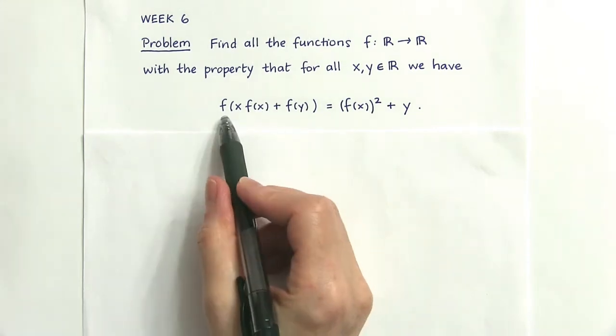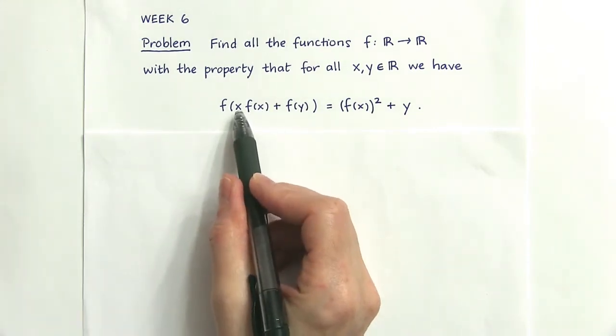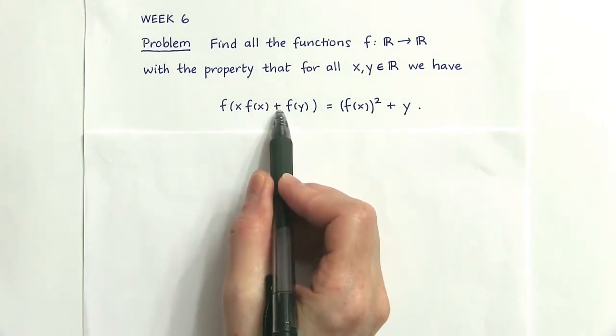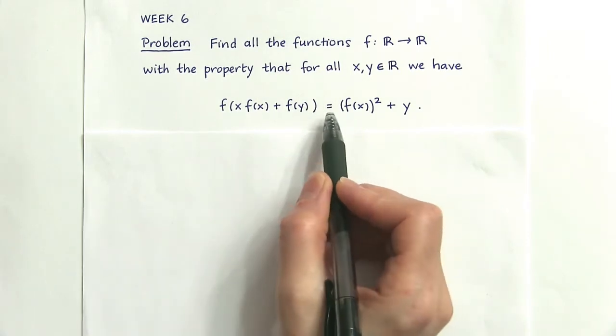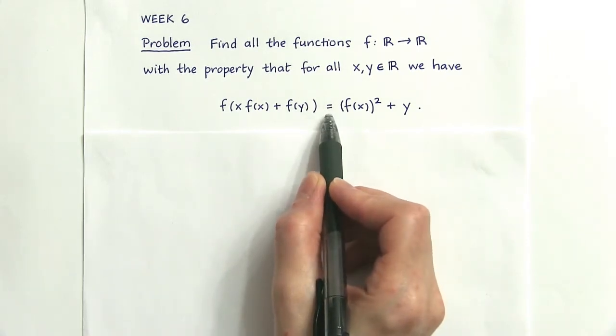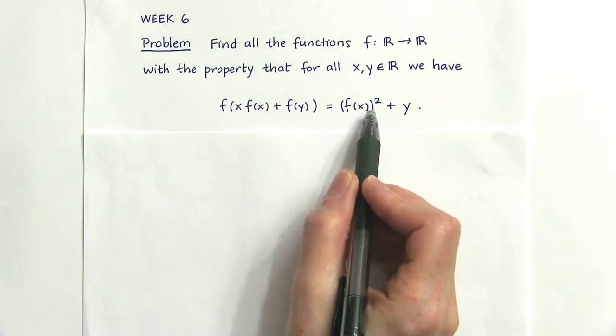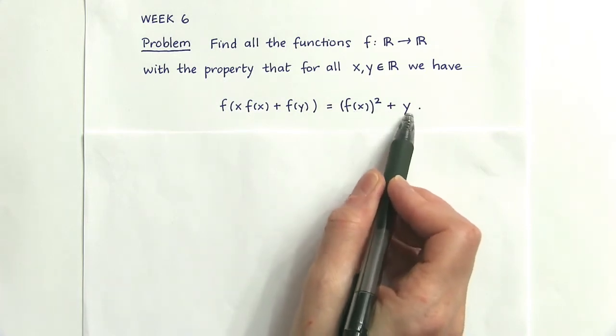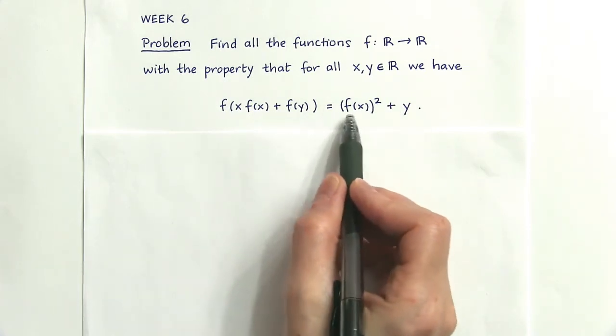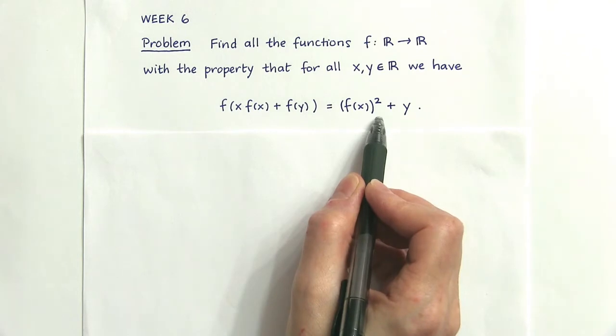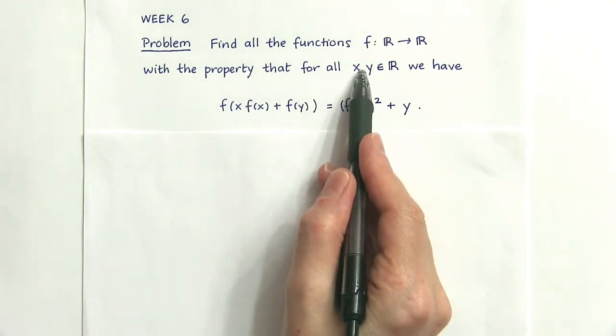So we need that f evaluated at x times f at x plus f at y needs to be equal to the square of f at x plus y. And this needs to be true for every pair of real numbers x and y.